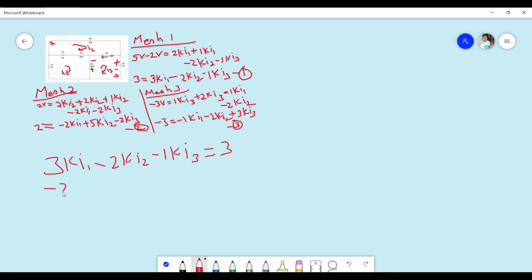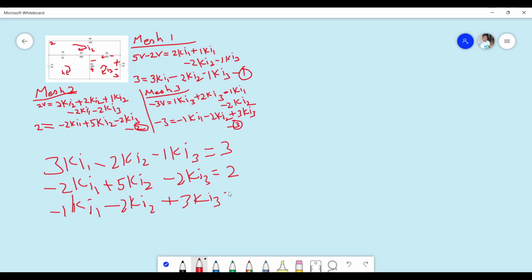Second equation is minus 2k I1 plus 5k I2 minus 2k I3 is equal to 2, and minus 1k I1 minus 2k I2 plus 3k I3 is equal to minus 3. So solving these three equations, we will be able to get the corresponding answer.